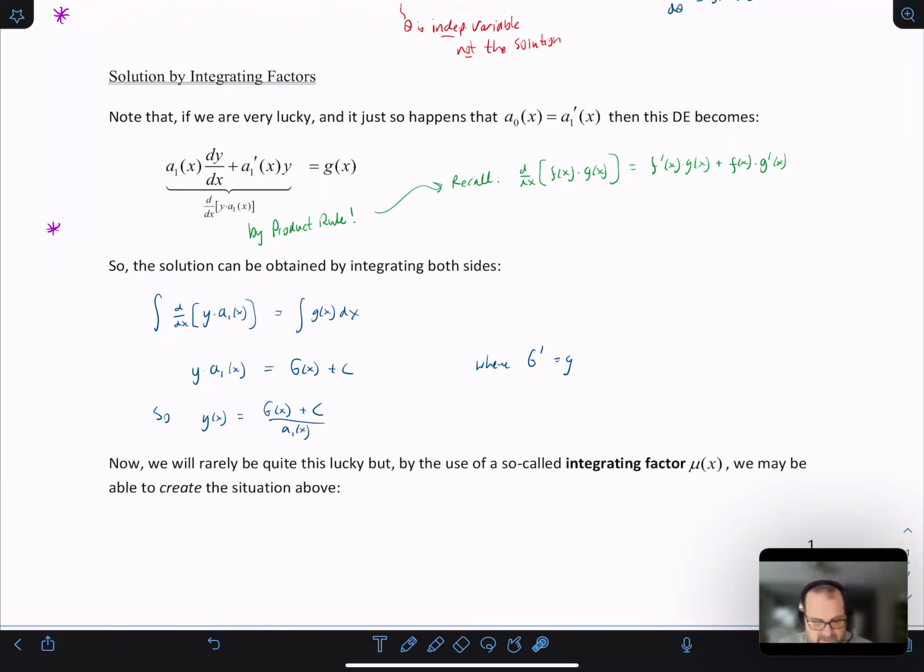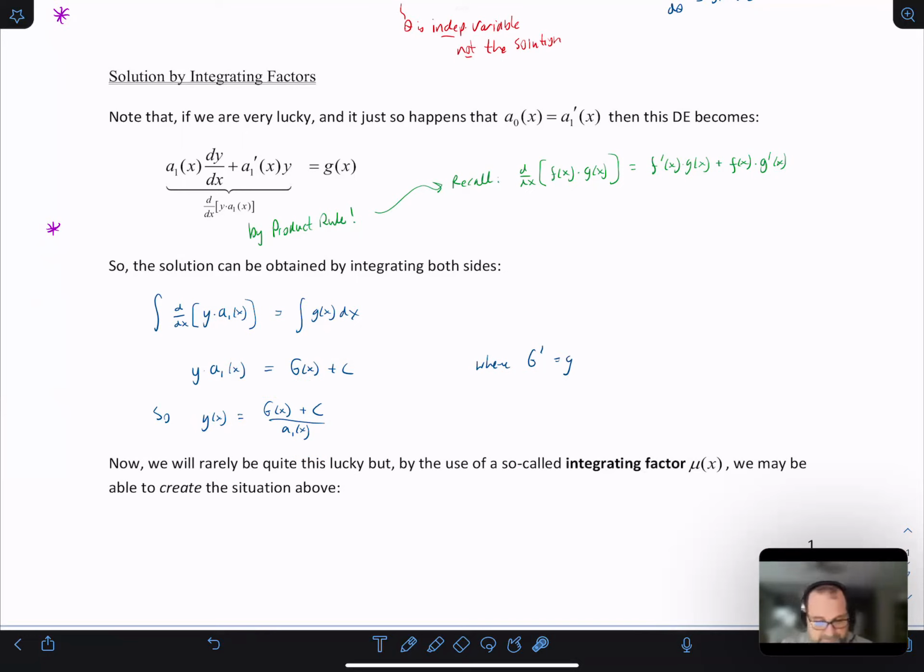If you can integrate the g to get big G, of course, we have a constant of integration generated, and we can solve for y of x fairly easily. So this is the underlying concept of the method.